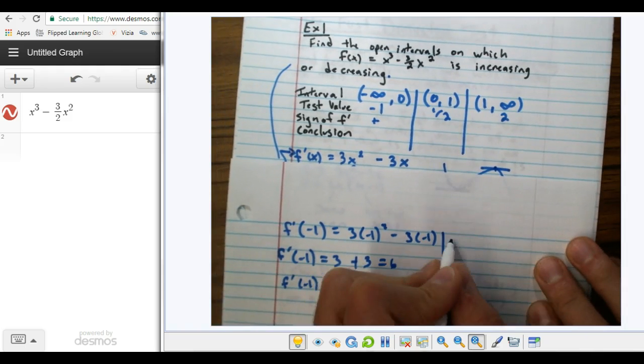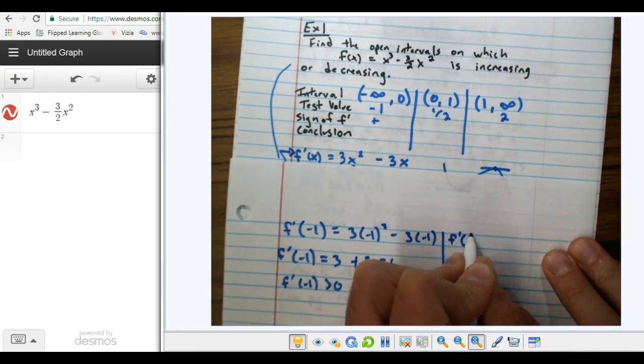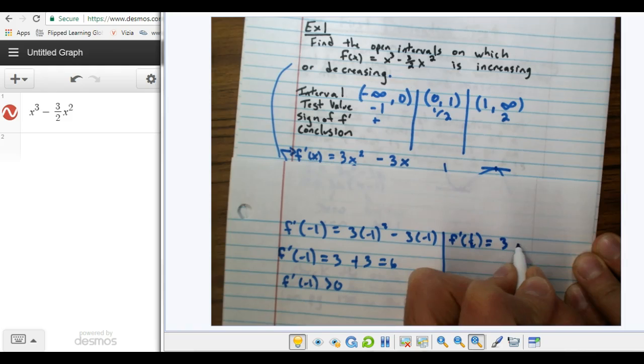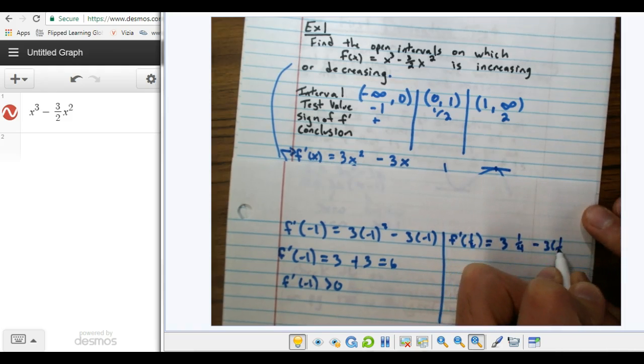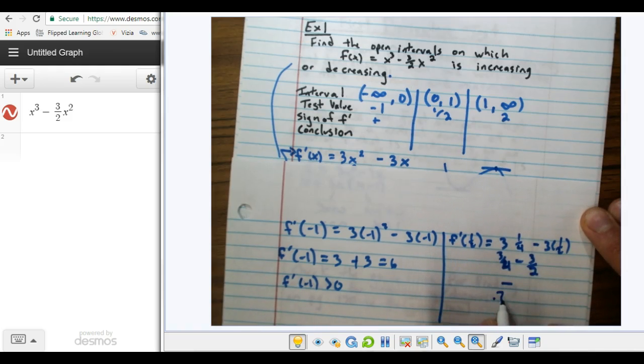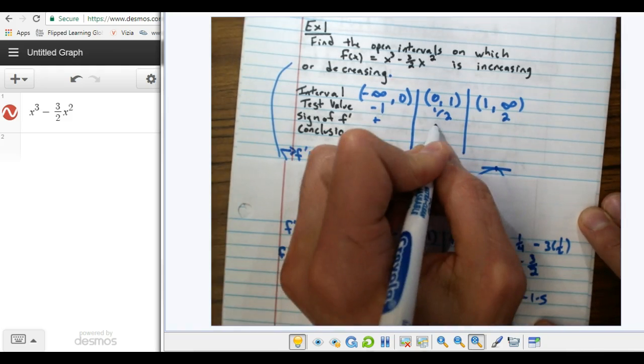Let's do it right here. F prime of 1/2 is going to be 3 times 1/2 squared, which is 1/4, minus 3 times 1/2. So 3 times 1/4 is 3/4, minus 3/2, and that is going to be negative, right? 0.75 minus 1.5 is negative. So the sign of this one is negative.